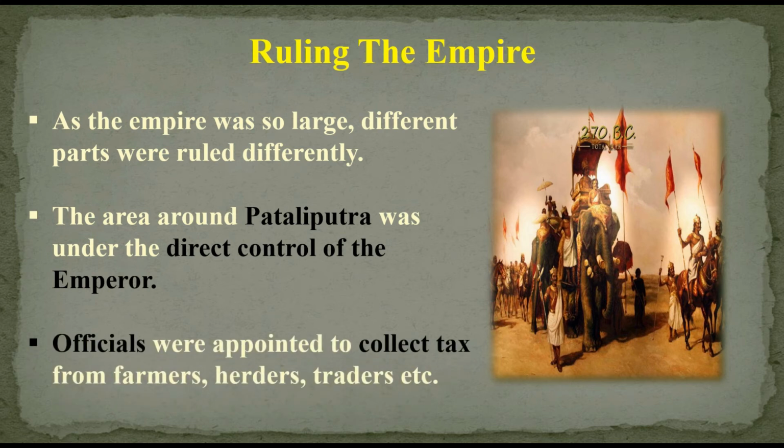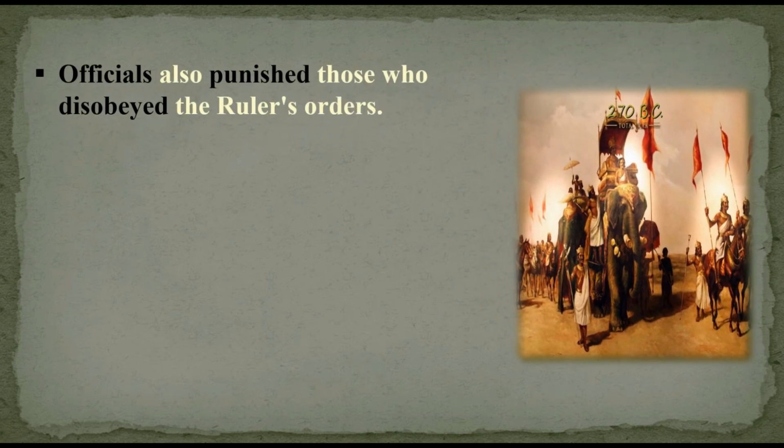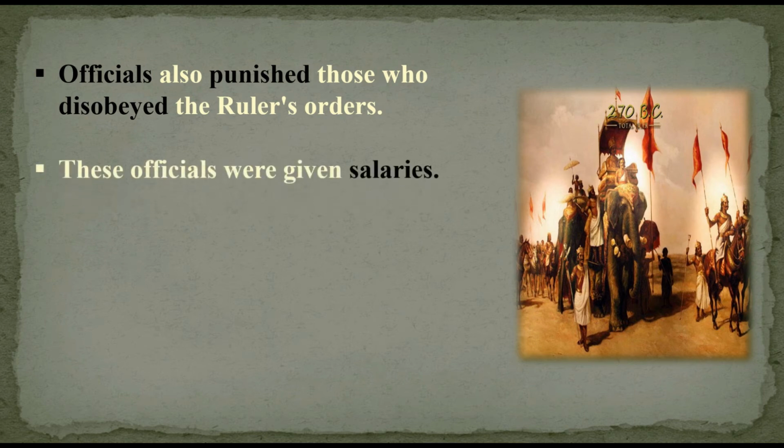So officials were appointed to collect tax from farmers, herders and traders. Officials also punished those who disobeyed the ruler's orders. So if the officials do not follow their ruler's orders, they will surely be punished. These officials were given salaries for collecting the taxes from many people.